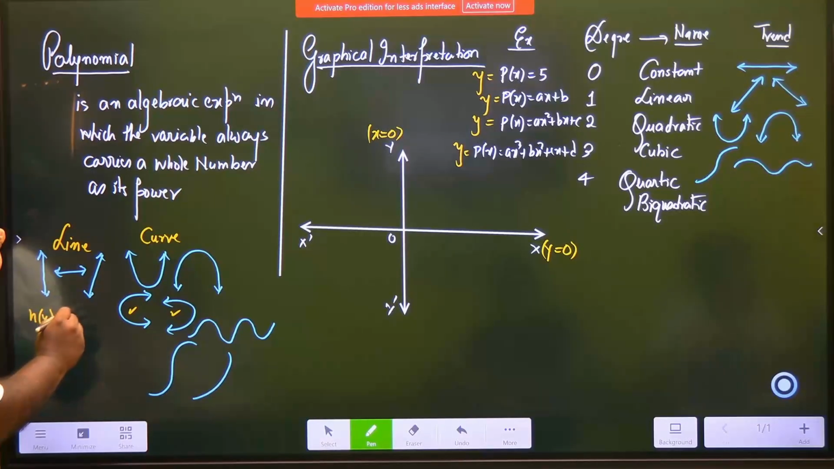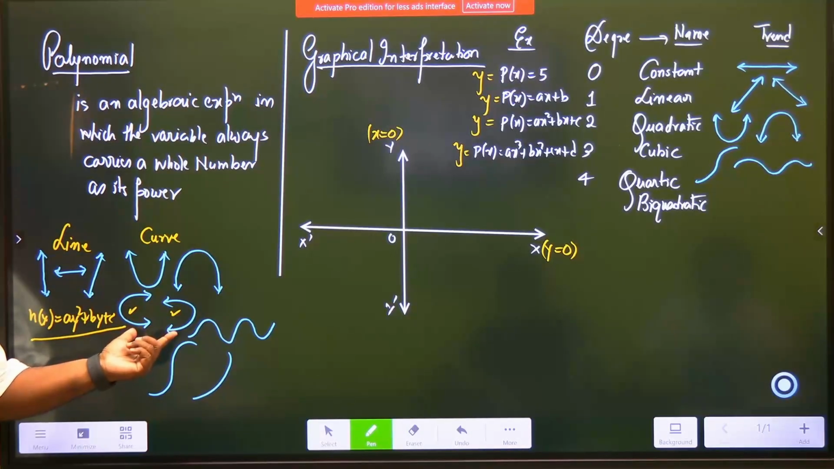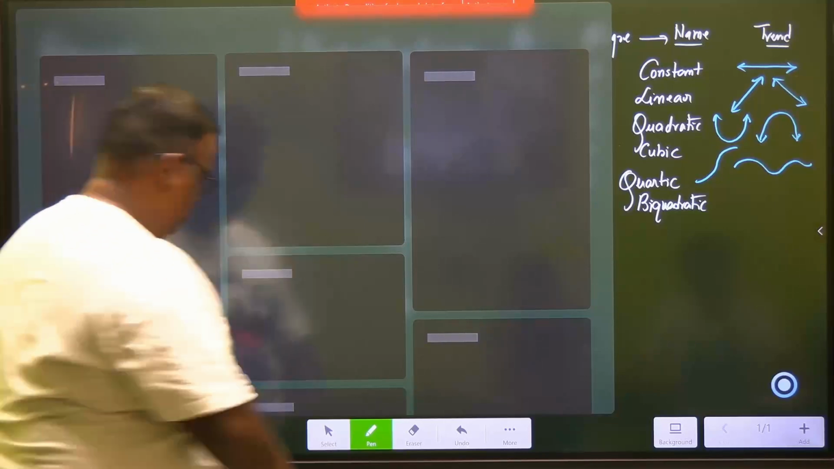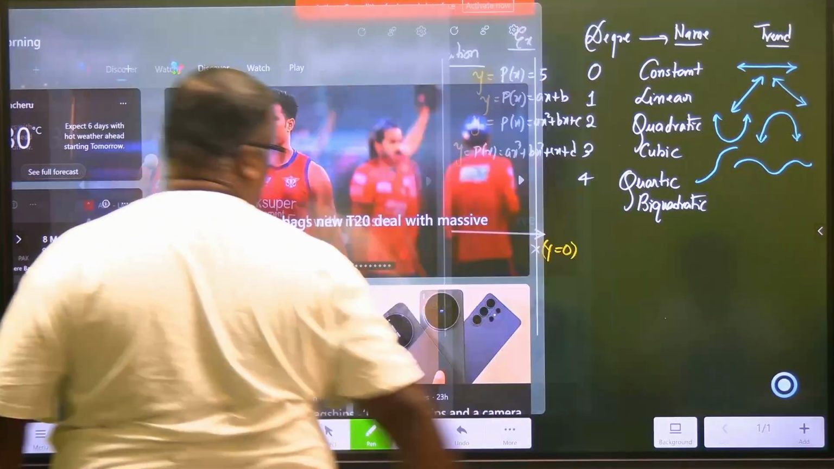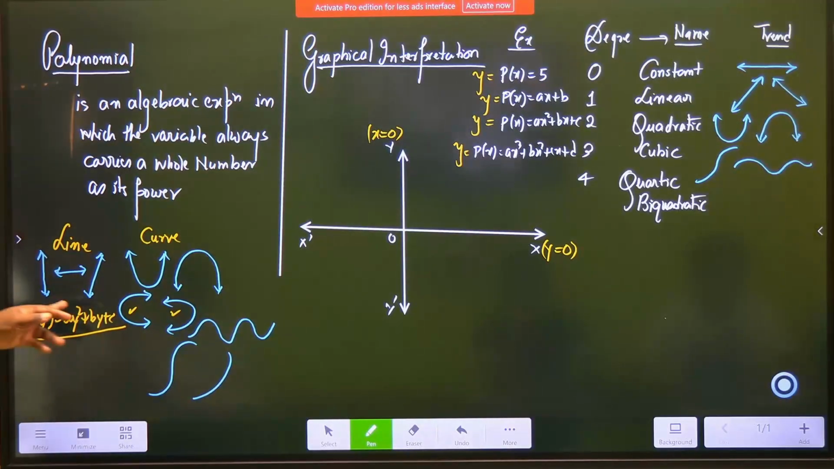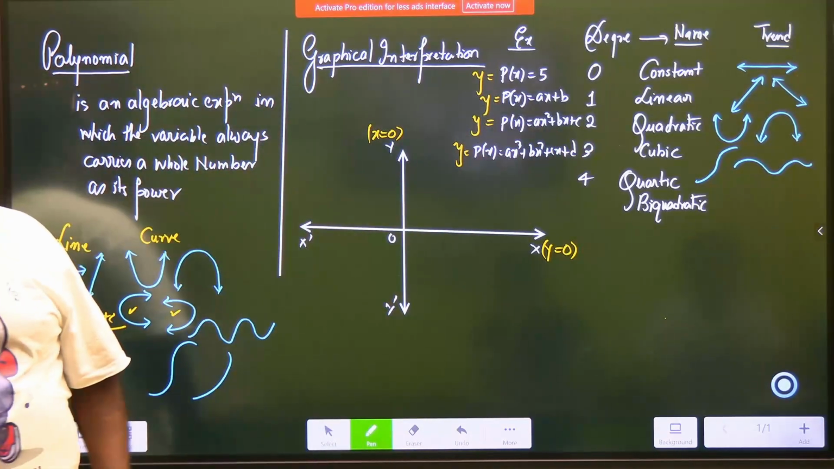This will be what you know: h of x is equal to ax square plus bx plus c. If the equation is given in this form, then the curve will come like this. Though not in your syllabus, I'm only saying for your understanding purpose. If the equation is h of y, where y becomes the dependent, here I can write x equal to ay square plus by plus c. The curve will come like this. Not in your syllabus, just for understanding purpose. Is this much understood? Right?